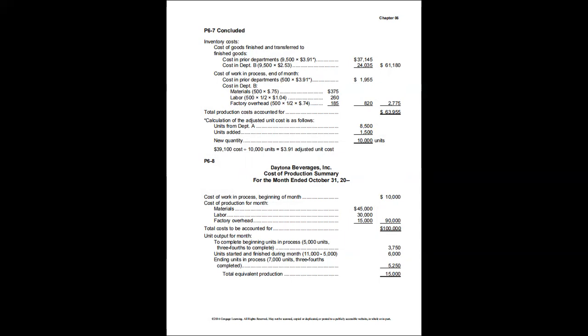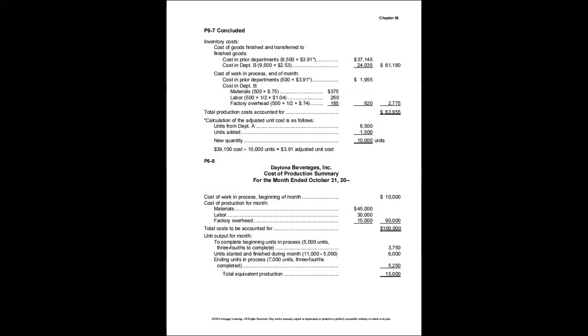So we now compute for the cost of goods finished and transferred to the finished goods. We now have 9,500 units at 3.91 and at 2.53. So 9,500 units completed, and we have another 500 units in process at the end to make up for the total of 10,000 units in Department B. So you now involve the adjusted cost per unit. So again, units gain from 8,500 to 10,000.